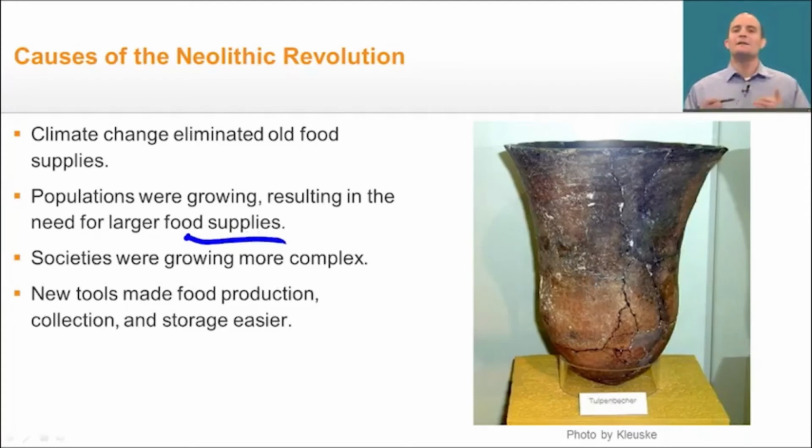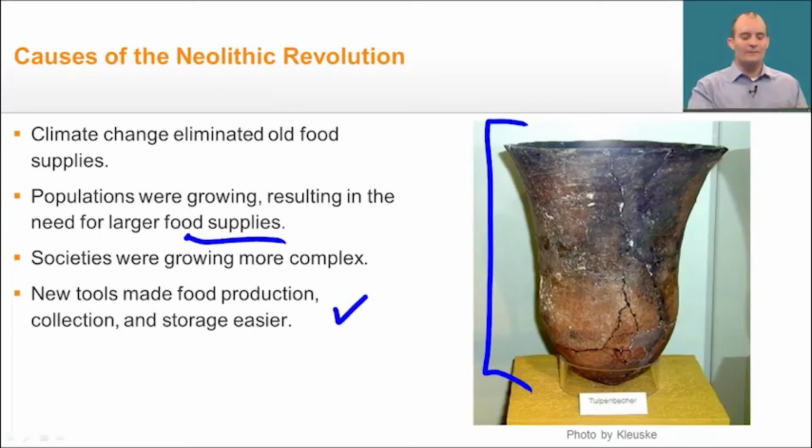So you had different groups. You had priests, you maybe had soldiers, you had potters, you had people who could make this vase over here. And new tools as well made food production, food collection, and food storage easier. So the big takeaway here is that the Neolithic Revolution marked a dramatic change in human history, and it paved the way for the creation of the first ever civilizations.